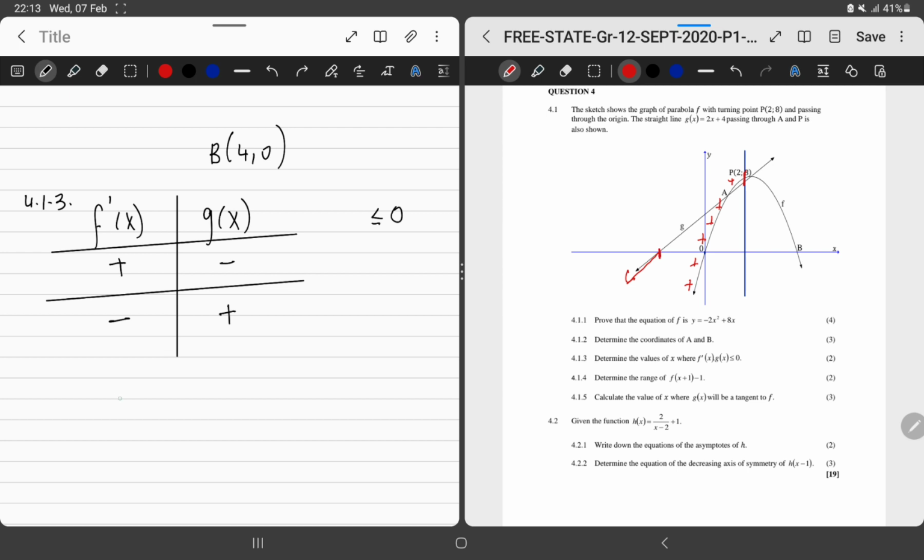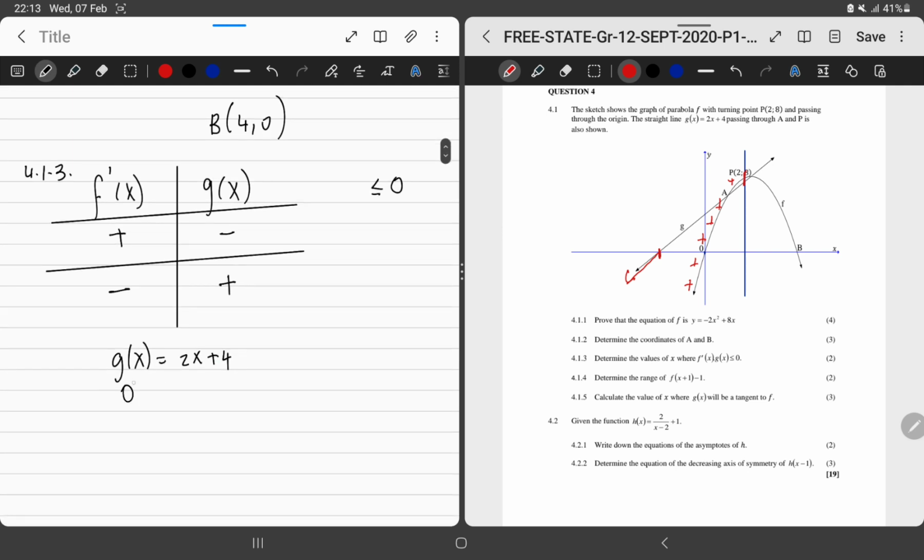And then g of x is equal to 2x plus 4. And that is an x-intercept, so I'm going to let y equal 0. 0 equals 2x plus 4, so x is equal to negative 2. So I'm saying that g of x is negative when the gradient is positive, below the x-axis. So it must be x is less than or equal to negative 2. So that is the first scenario.